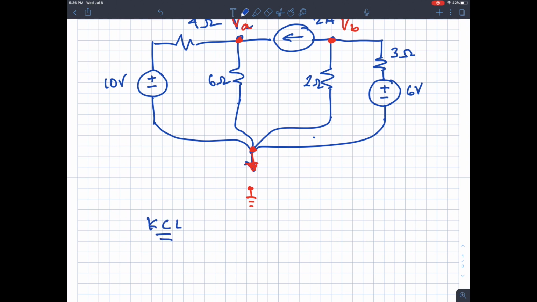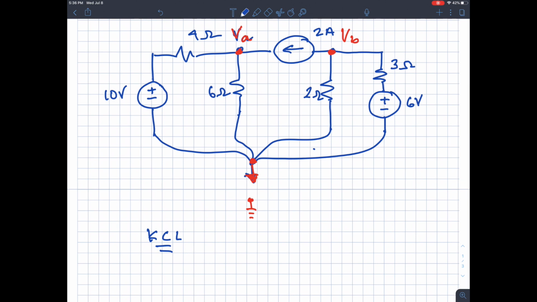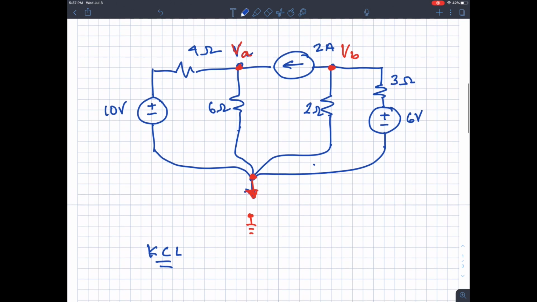I'm going to go through it. I think it's easiest to learn this just by example, and if we do enough examples, you'll pick this up. It's very systematic. It is not hard to write the equations. Sometimes it's tedious to solve the equations, but writing them should be pretty straightforward for you. So let's get started.